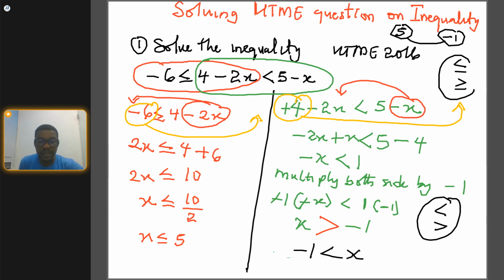Now we move to the next number, which is 5. Before we can write that of 5, check the inequality sign also. It is a weak inequality sign that we have. So we have less than or equals to 5. So this is the final answer. Minus 1 is less than x, less than or equals to 5.